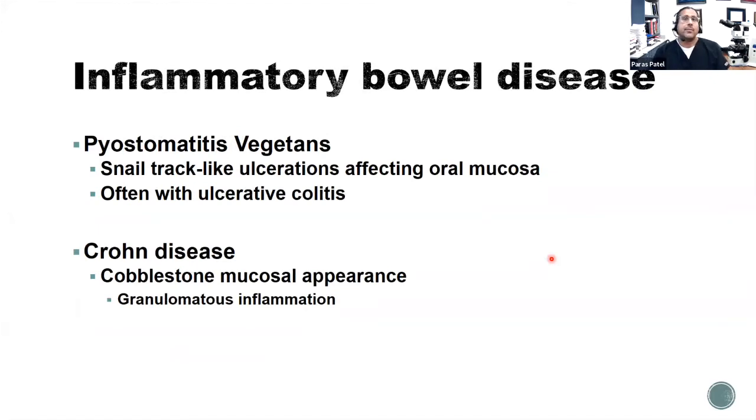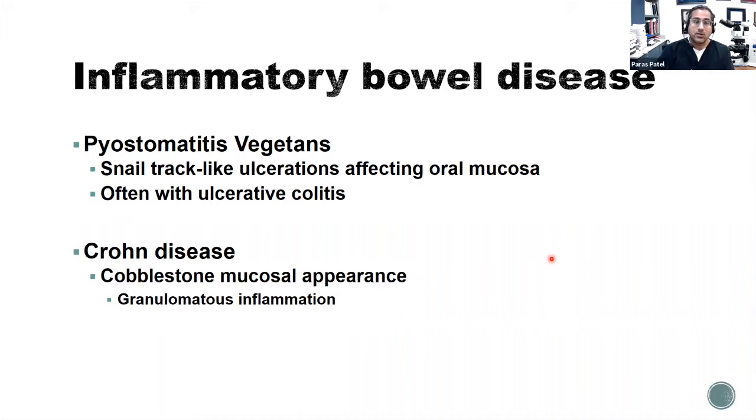So what kind of other manifestations can we see on top of the fact that ulcerations can be seen with inflammatory bowel disease? Well, with inflammatory bowel disease, we can get these really interesting snail track-like ulcers with surrounding erythema that are most often painful in patients who have either ulcerative colitis or Crohn's. And that disease process is called pyostomatitis vegetans. And sometimes that is a unique presentation that if you see this, it should make you consider ulcerative colitis or Crohn's disease to that extent.